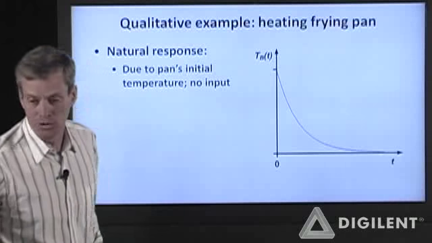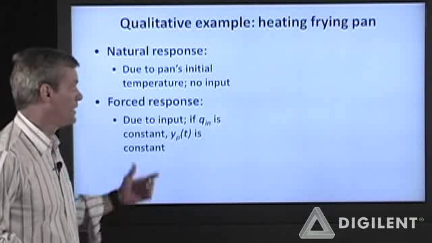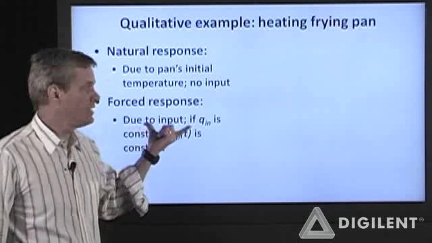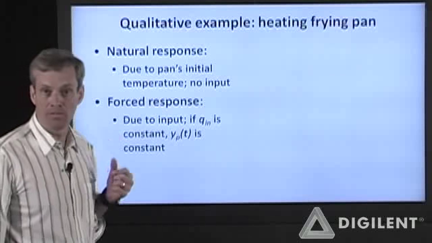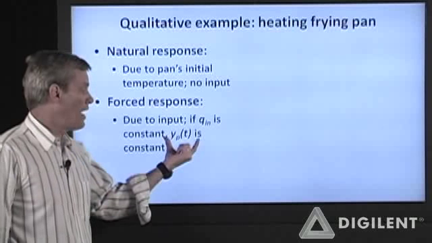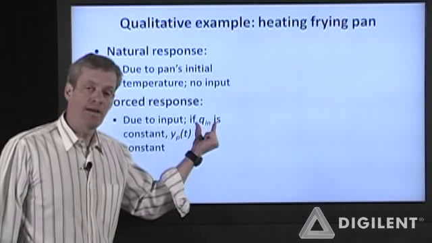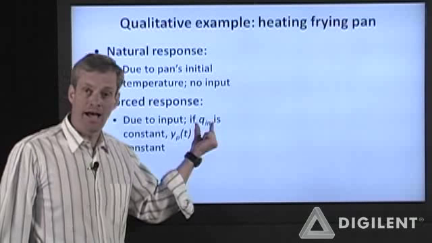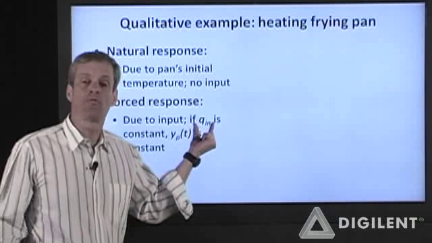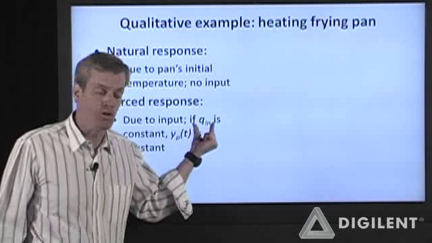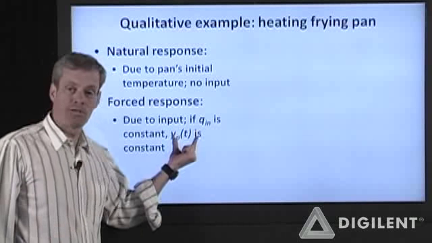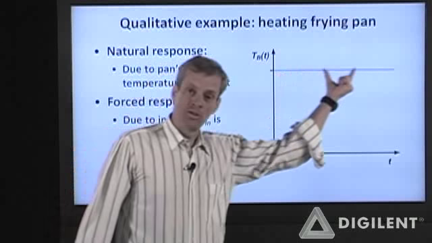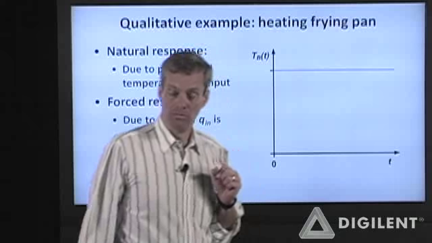Now the particular solution, or the forced response, is due to the input alone. It doesn't take into account any initial temperature of the pan. So y sub P is a constant as long as my input heat is constant. So our previous example, we just applied a constant heat to the frying pan and we looked at what we expected the frying pan temperature to do. If the heat input is constant, the particular solution has to be a constant value. So my particular solution is just going to be a number.